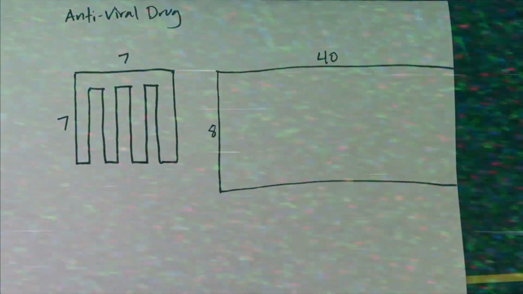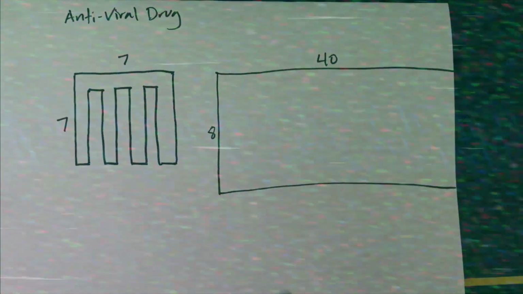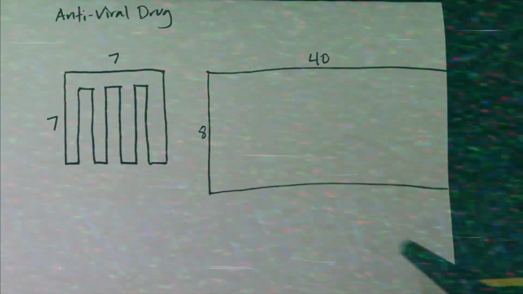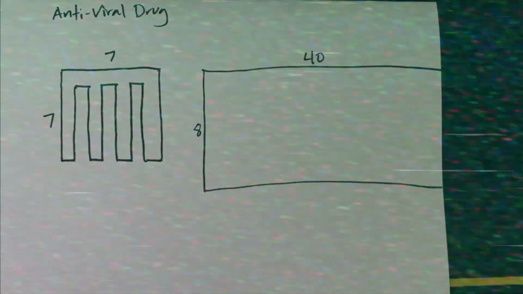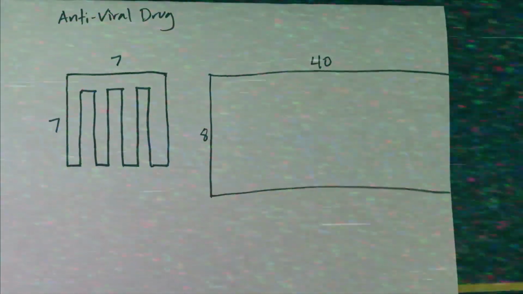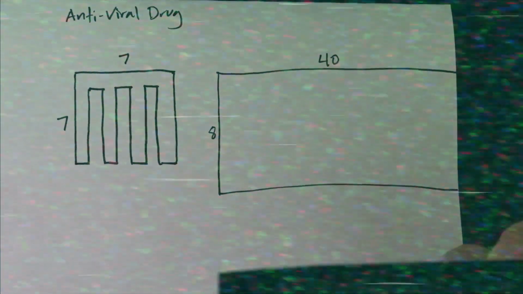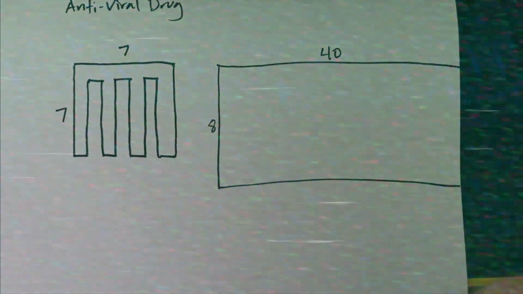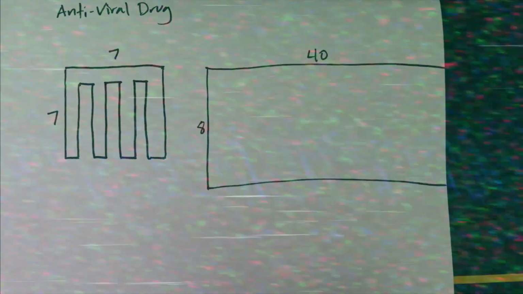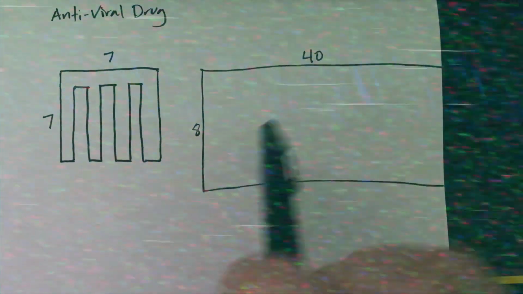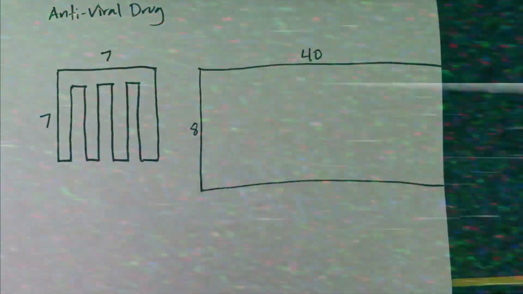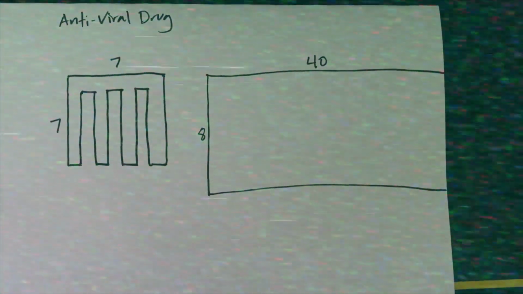The point is, a cell, if I were to lay it out two-dimensionally, has an area of 8 by 40, or 40 by 8. My antiviral drug is shaped like this. It's like a 7 by 7 square, again, with 3 of the 6 by 1 rectangles cut out of it. How many of these antiviral drug shapes can I fit in an 8 by 40 area space?